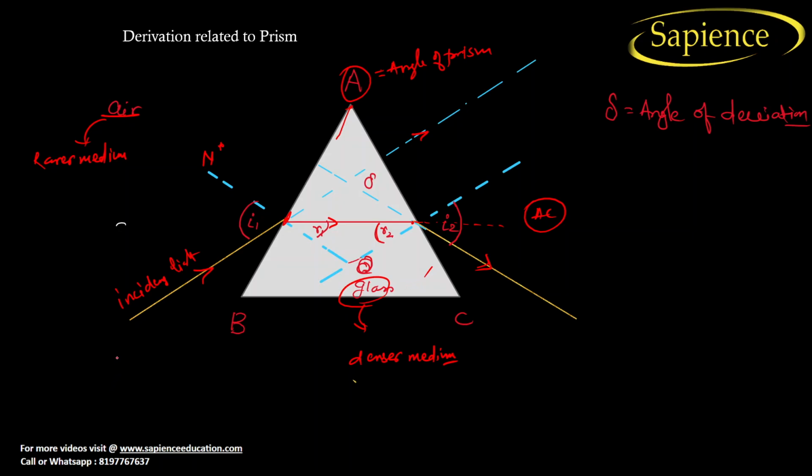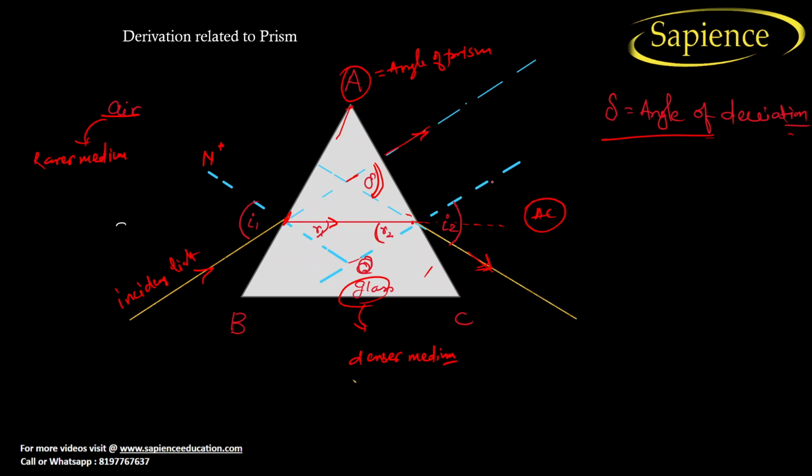Now we will consider some of the things. See, this is known as the angle of deviation. Why is this known as the angle of deviation? Because earlier the path of the light was this, but after refraction through the prism, light has taken this path. So how much angle has been deviated? Delta is known as the angle of deviation, right?